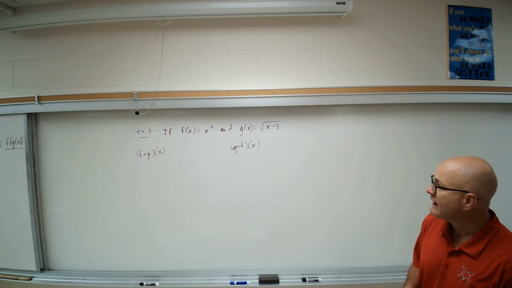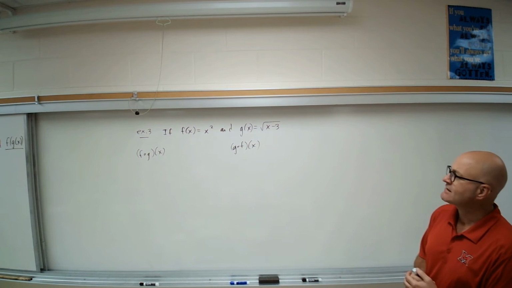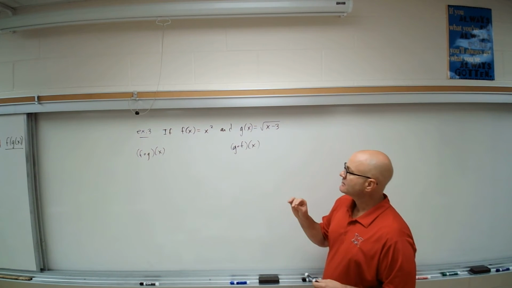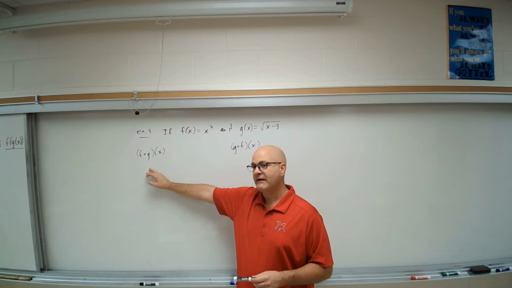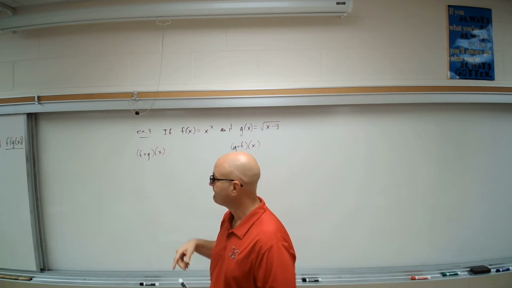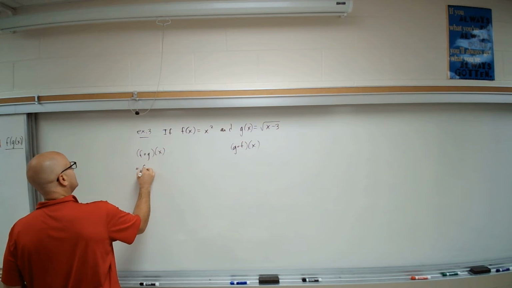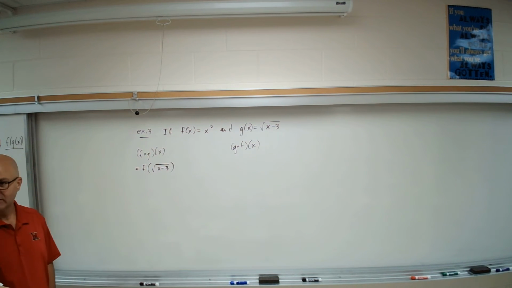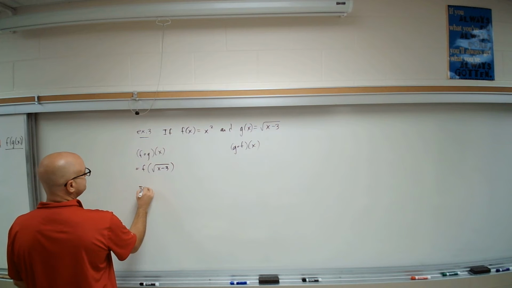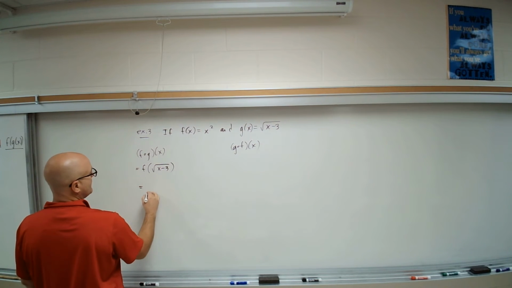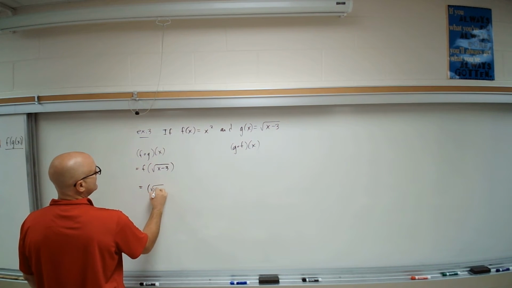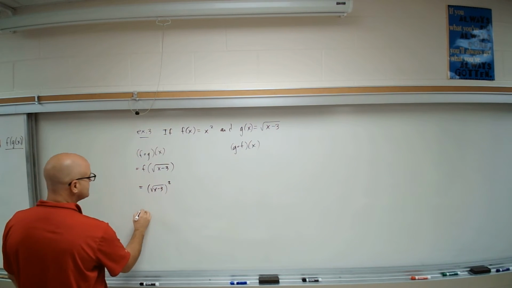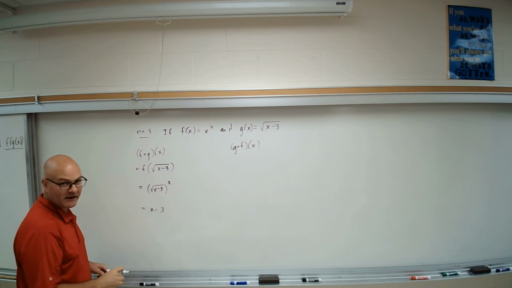Okay, for example 3, we have if f of x is x squared and g of x is equal to the square root of x minus 3. So in order to find this, we'll do f of g of x. So g comes first. So we'll get f of the square root of x minus 3. Right? And then f tells us to square whatever's in there, so we'll get the square root of x minus 3 squared, which we all know is x minus 3.